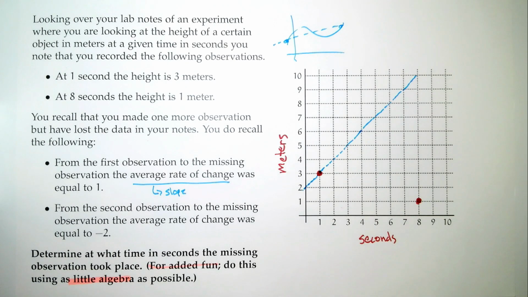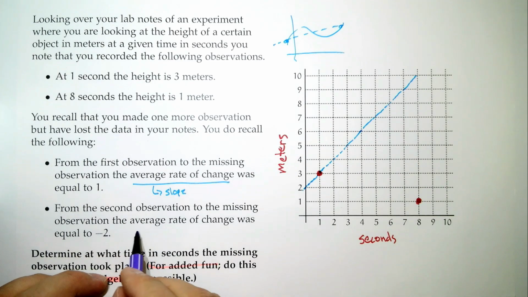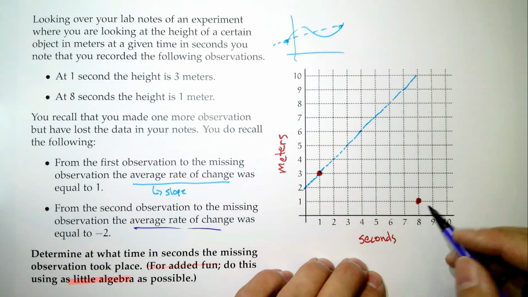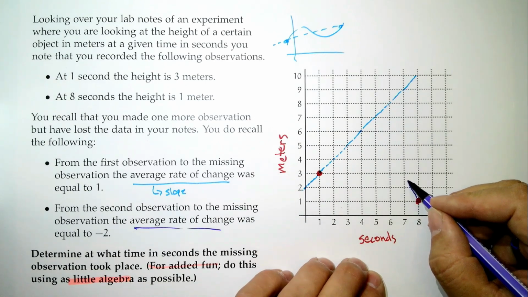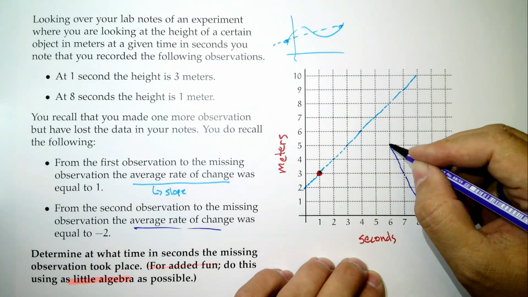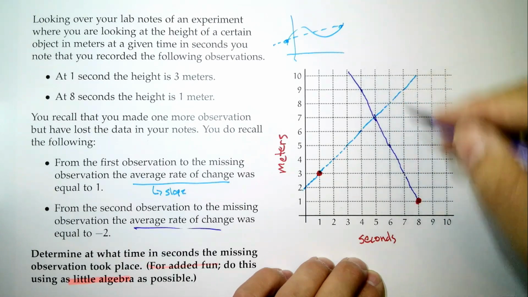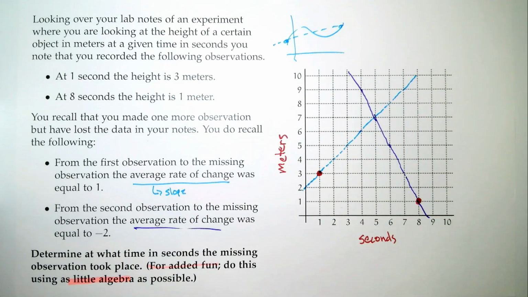We were told the second thing. Now the second thing says the following. It says, hey, if we go from the second observation to the missing observation, the average rate of change was equal to -2. Again, that's like a slope, -2. So now I go to that other observation, and I draw a slope of -2. And the nice thing about -2 is it's a very convenient slope. Over 1, up 2. Now, what's the case? Whatever the missing observation was, it has to be on that line.